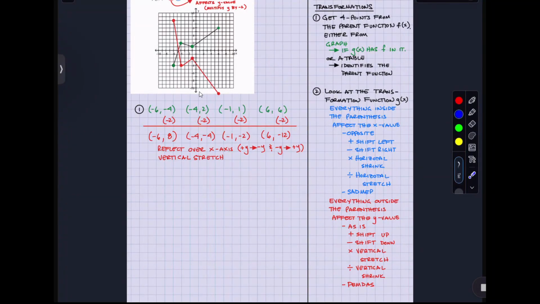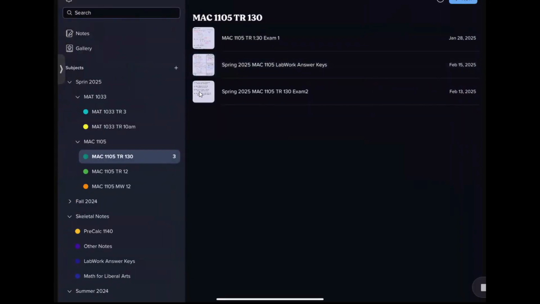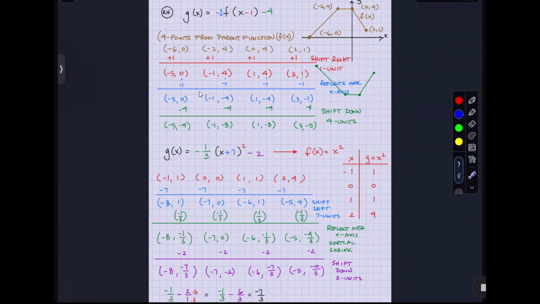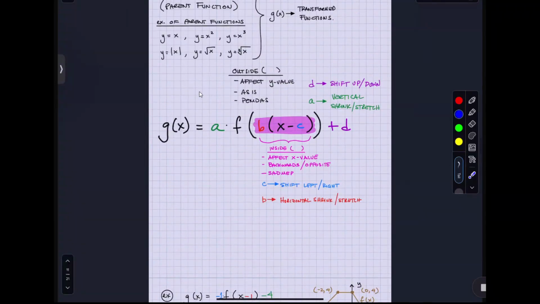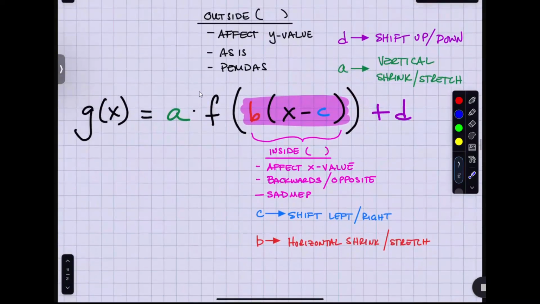I added 2 because I looked back at what we did in class Tuesday, and a problem like that we added from there because it's PEMDAS, or no, it's SADMAP, so we did opposite. When do we go opposite? When it's inside the parentheses, it's backwards opposite of SADMAP. When it's outside, it's straight as is.